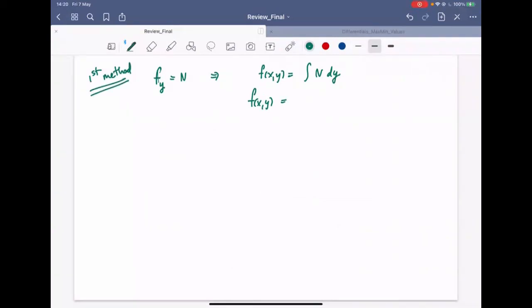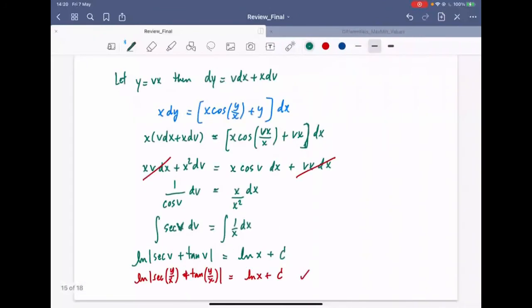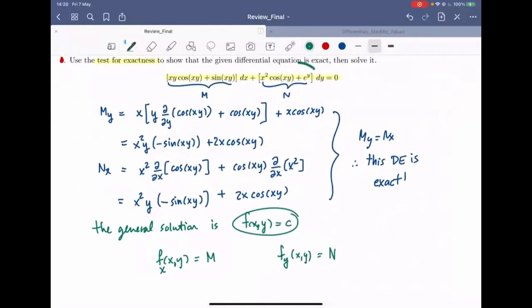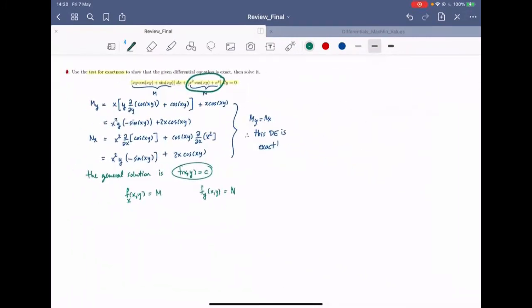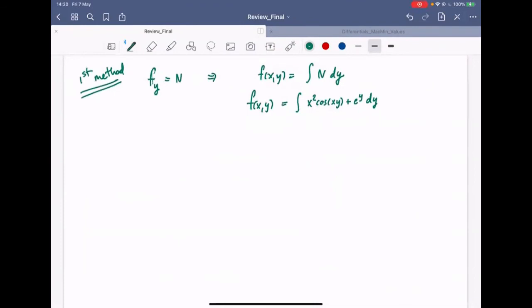We're just going to see f(x,y) equal to that, and what else? I forgot the function. Where's my function? N is here. Okay, N is over there. So it's going to be x squared cosine xy plus e to the y. Okay, that is my function for my N.